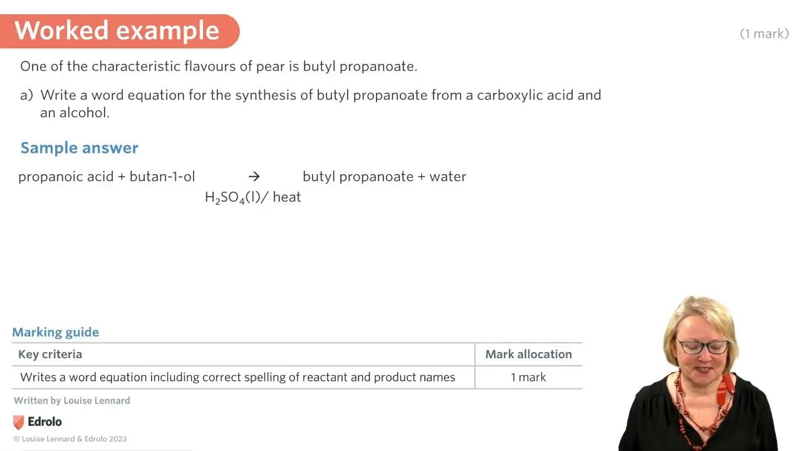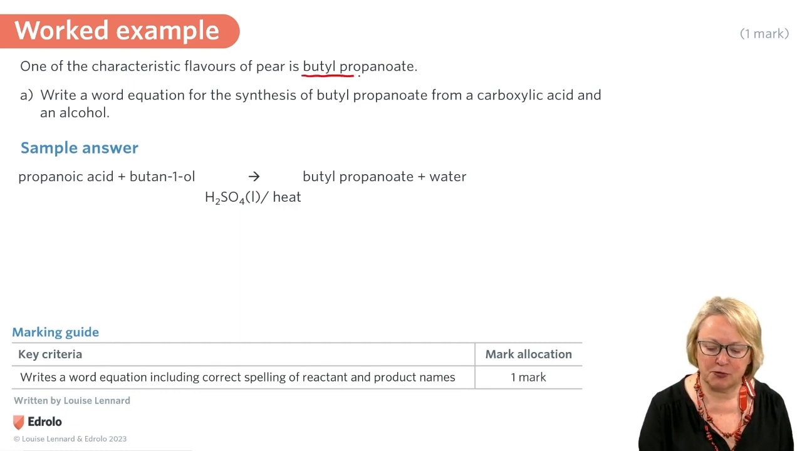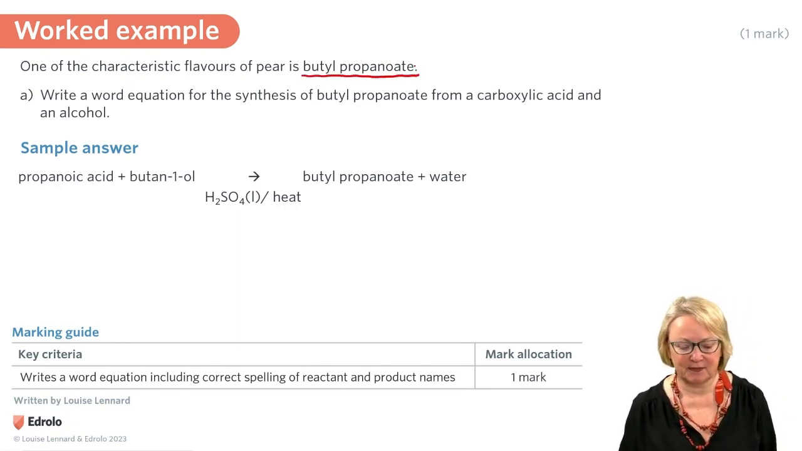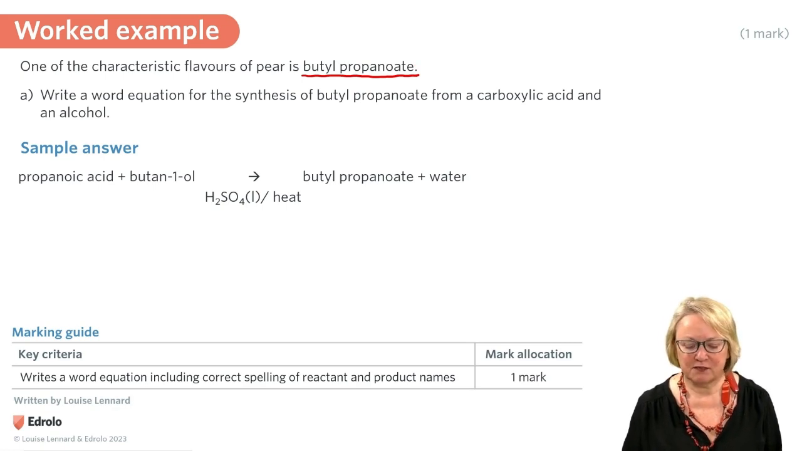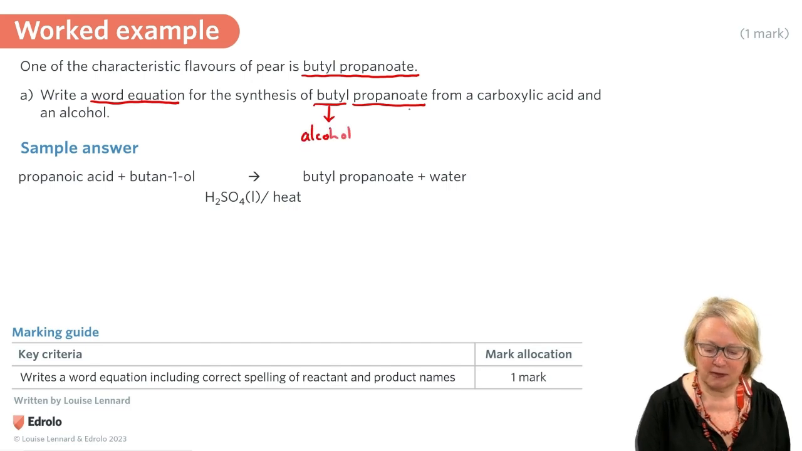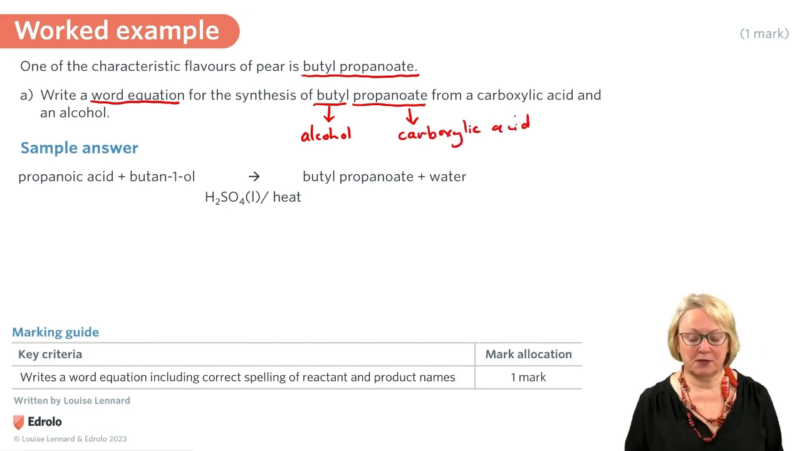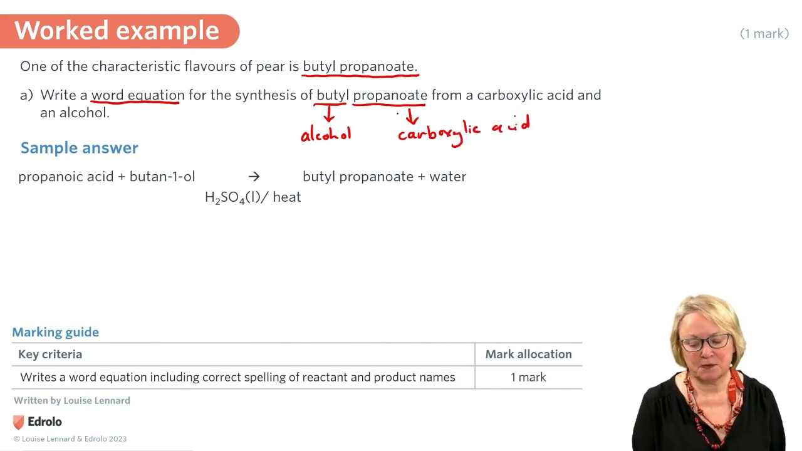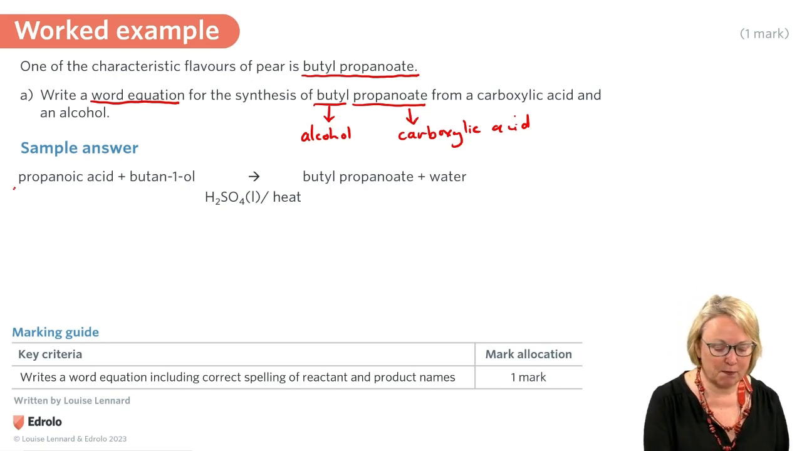Okay, let's look at a worked example. One of the characteristic flavours of pear is the compound butyl propanoate, which is an ester. Write a word equation for the synthesis of butyl propanoate from a carboxylic acid and an alcohol. So it says word equation. We know that we're producing butyl propanoate. This bit comes from the alcohol and the oate comes from the carboxylic acid. Okay, so if we have a look, the carboxylic acid propanoate, that comes from propanoic acid.